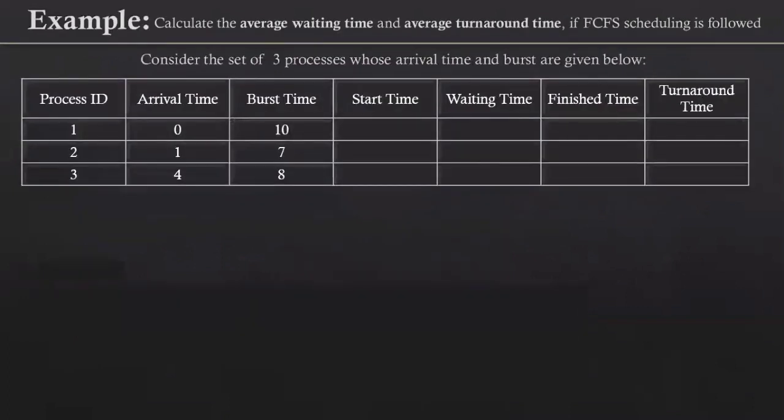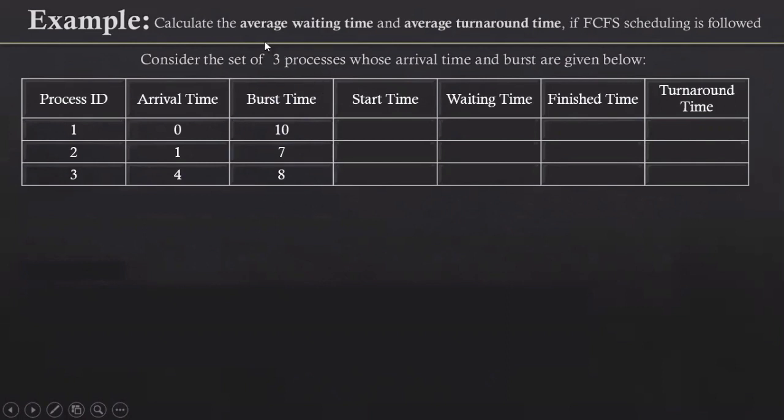So here's an example. Calculate the average waiting time and the average turnaround time if the first come first served scheduling is followed. Consider the set of three processes whose arrival time and burst time are given below. So here are the three processes, their arrival time, and their burst time.